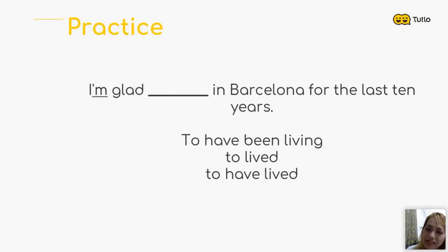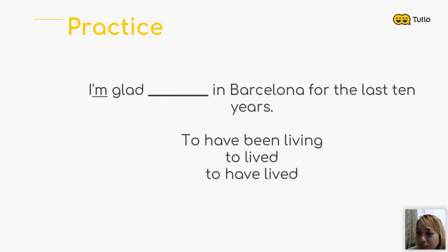For the last 10 years. Yes, okay. Well, to be honest with you, here we have two possible answers. We can refer to a time before that of the preceding verb, and then we can refer to a time that expresses an action in progress.